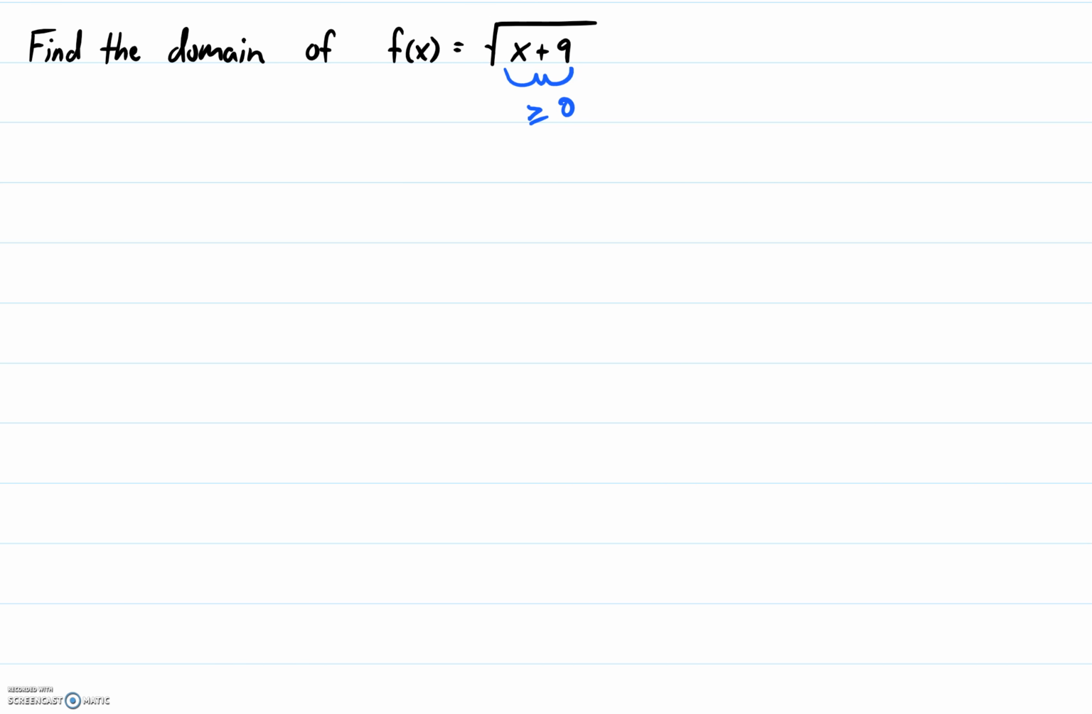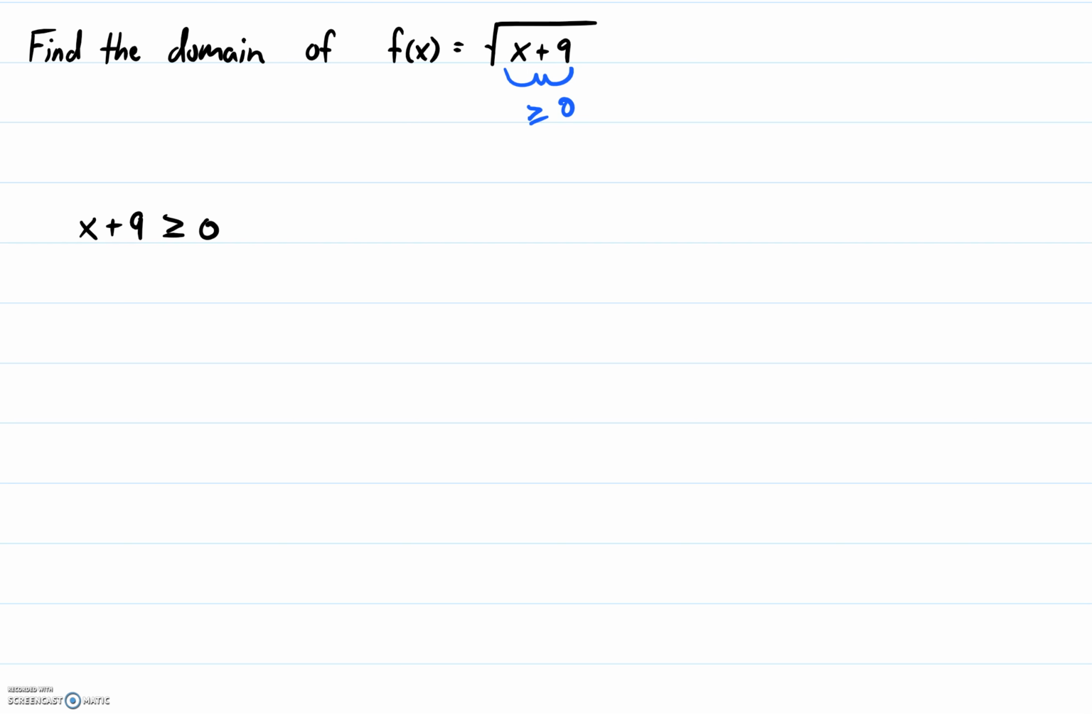So long story short, and that's kind of the theory behind it, all you have to do for a problem like this is just take away the square root and write whatever is underneath that square root. So in this case, x plus 9, and just set it to where it's greater than or equal to 0. It's perfectly okay to have 0 under a square root because the square root of 0 is 0. We just don't want any negative numbers.